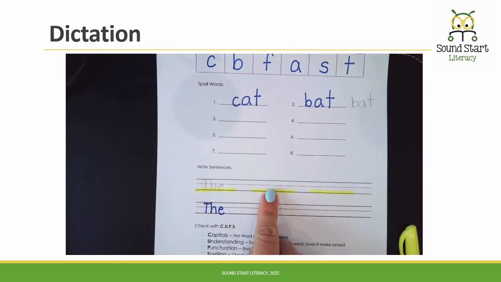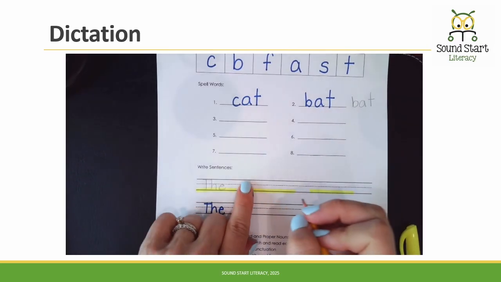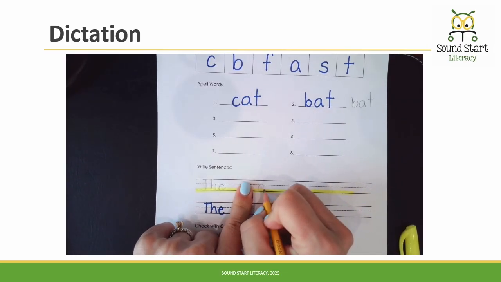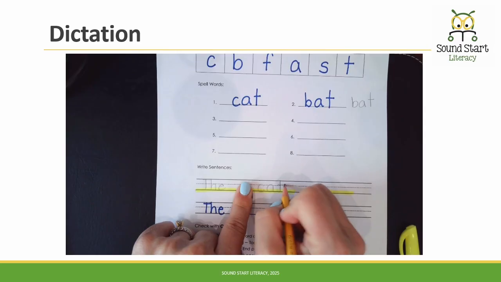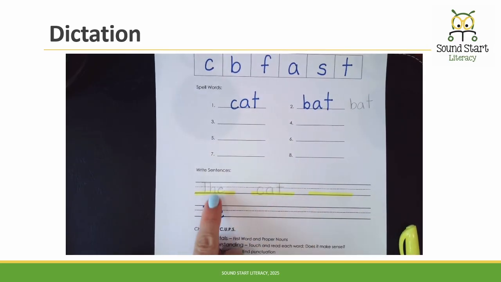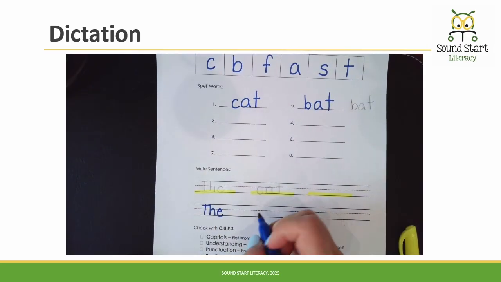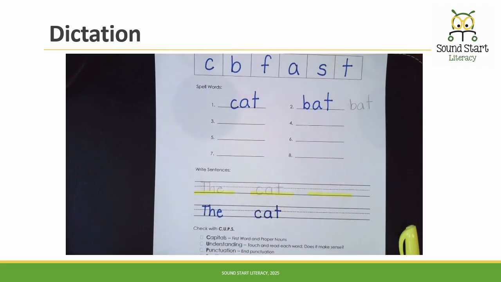What's our next word? The cat sat. So watch me write cat. Notice I'm putting in a finger space. So far we have the cat. Now you do cat. Okay, what do we have so far? Let's read it. The cat.